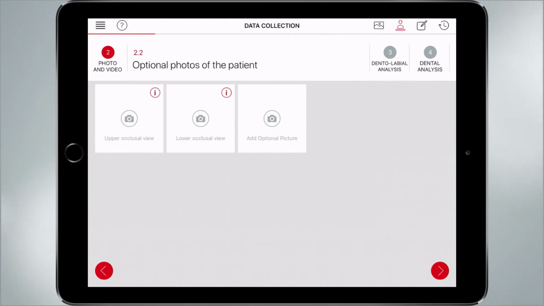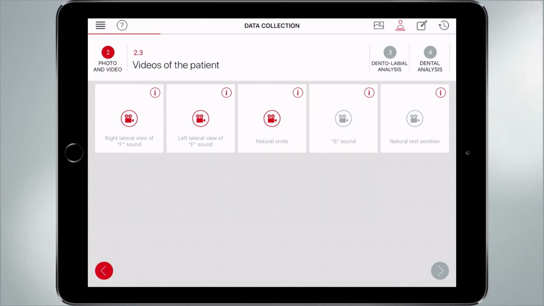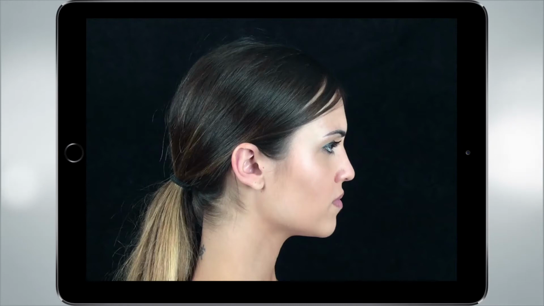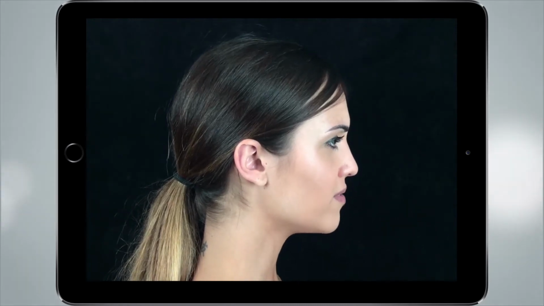and we have some optional photos of the patient in 2.2. They are optional, so that's the reason why the red arrow is still present on the right lower part. And now we are in front of the videos of the patient in step 2.3. Now we have to do some videos. Like in the picture, we have the eye. Now we push the eye and we can immediately see an example of the video that you should do.